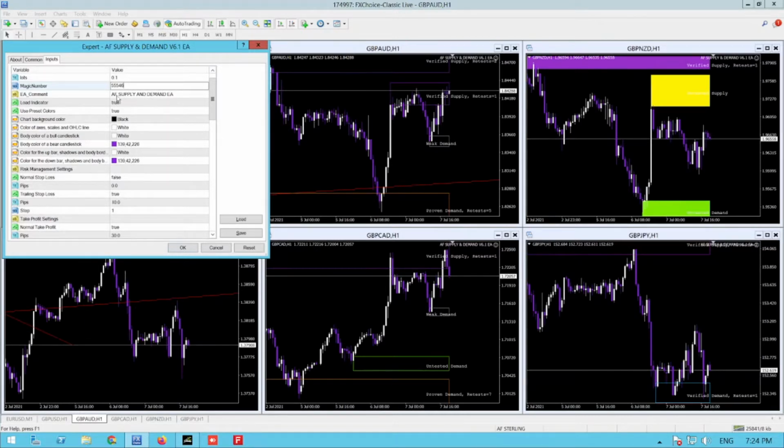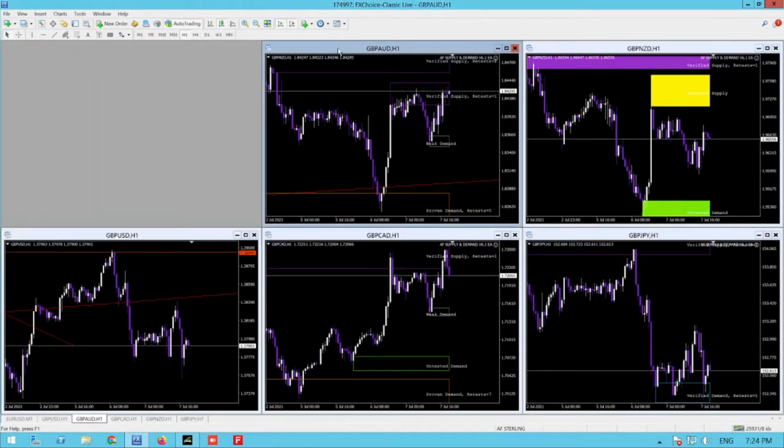EA comment is simply the name that will display itself within your P&L, so it lets you know what's been traded and who it's been traded by, and it's AF Supply and Demand. You've got the load indicator, very simple. All assets have an indicator on them. The indicator are these zones. If I blow them up for you, then you can see a bit better.